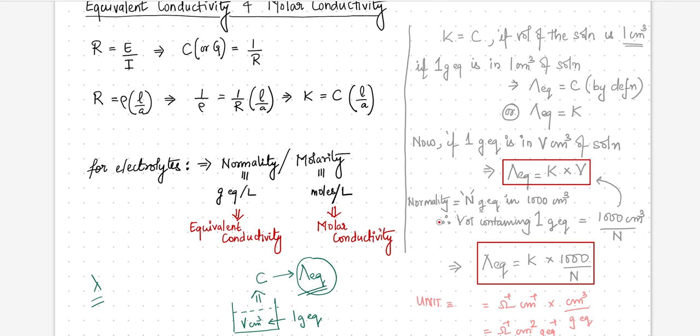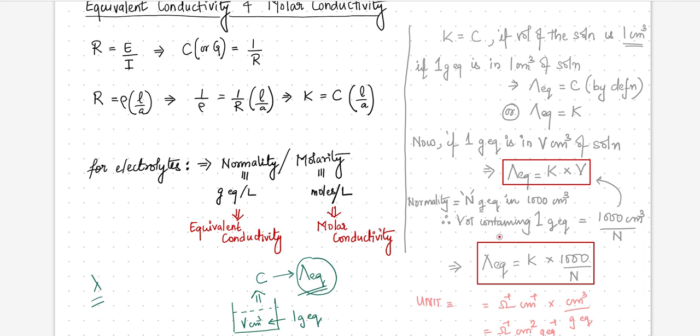Now suppose we are given the normality, so the concentration is not 1 gram equivalent, but rather some N gram equivalent of solution in 1000 cc. Suppose we are given the normality of the solution. How could it then be related? It's pretty simple, because normality means N gram equivalent in 1000 cc of solution.